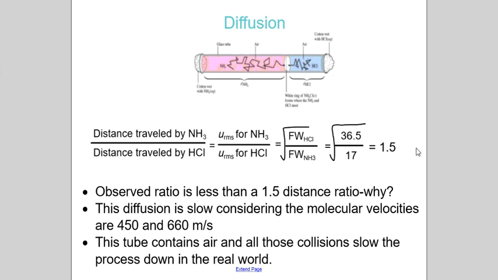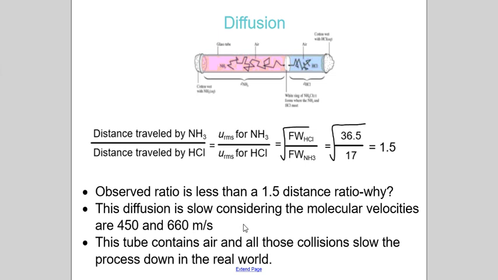Ammonia should be traveling 1.5 times faster or farther than hydrogen chloride. It's not. So the observed distance is less than 1.5. So why is that happening? The diffusion is slow considering that the molecular velocities are 450 and 660 meters per second. And this tube contains air, and so all those collisions slow the process down in the real world.